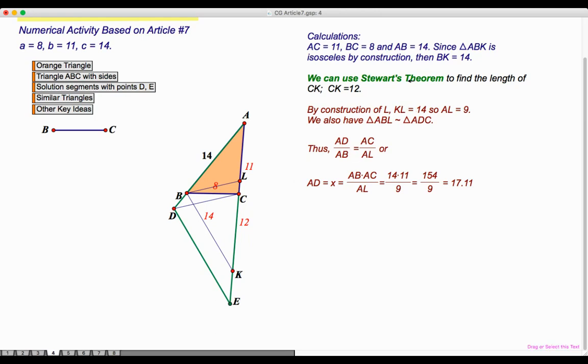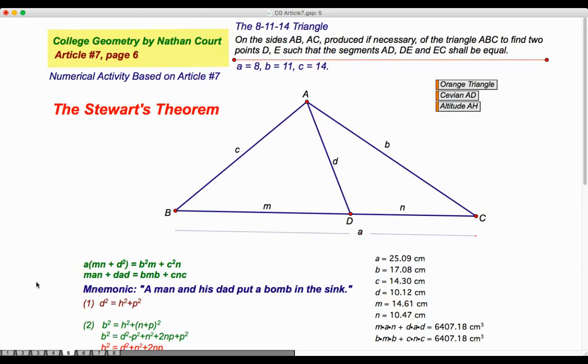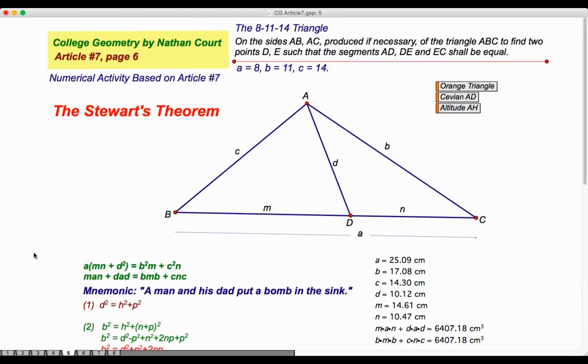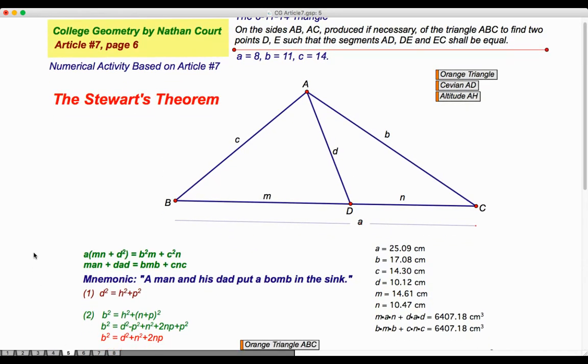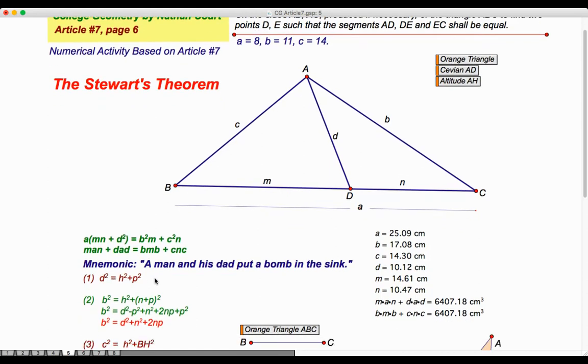How are we going to do that? Let us recall what Stewart's theorem is. It seems that I'm a little bit rusty, so let's recall what Stewart's theorem is all about. In almost all textbooks, there is a mnemonic device that we can use. It says, a man and his dad put a bomb in the sink.